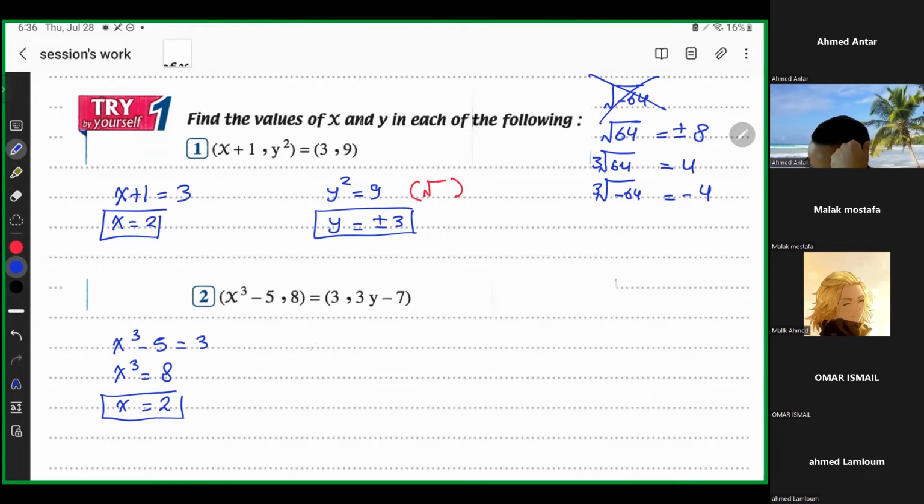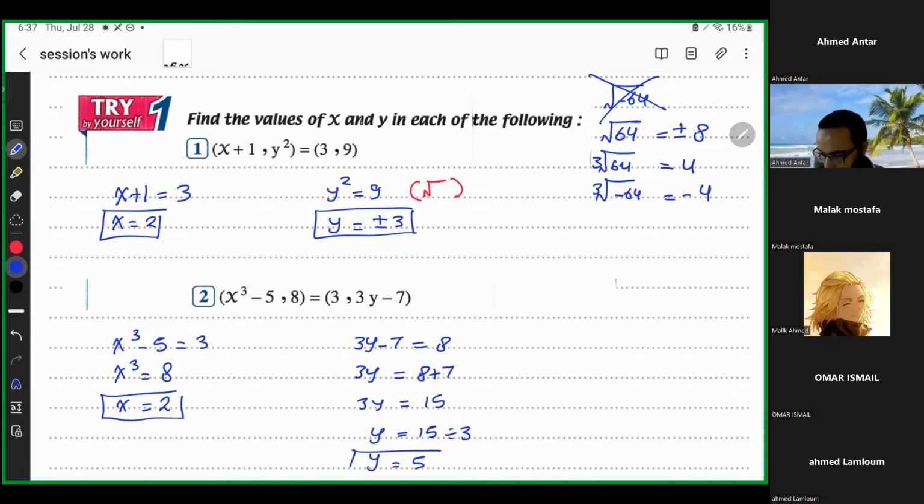On the other hand side, 3y minus 7 equals what? Equals 8, so 3y equals 8 plus 7, which will equal 15. So 3y equals 15. After that, y equals 15 divided by 3, which is 5. Yes, so y equals 5. So the value of y is 5 and x is 2. Very excellent, Dr. Malak Ahmed. And also very excellent for Malak Mustafa because she sent me the answer in the chat. Excellent. Omar Ismail.